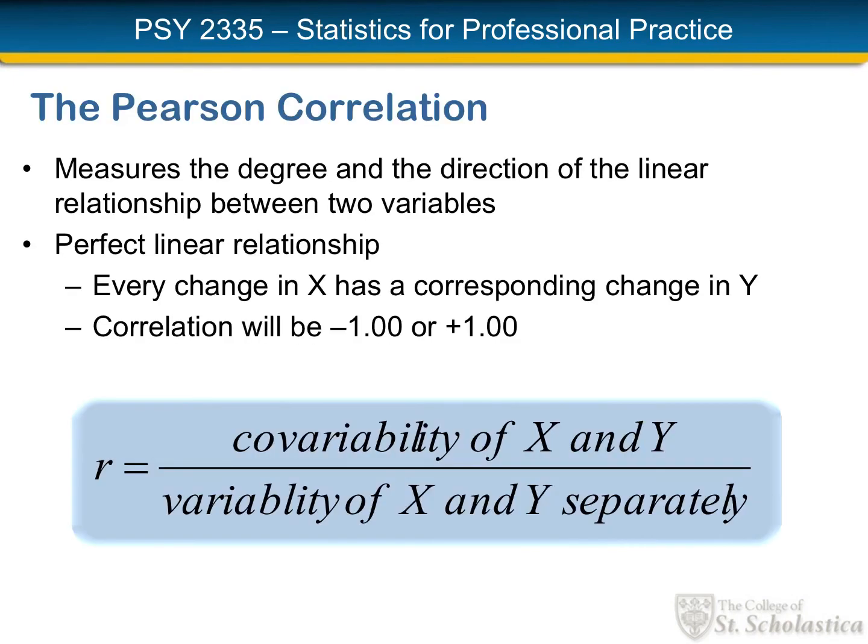The basic notion of our Pearson correlation coefficient is that it's a ratio that measures the degree and the direction of linear relationship between two variables. Their covariability, or their variability with each other, is in the numerator of the relationship, while their independent variability is in the denominator.